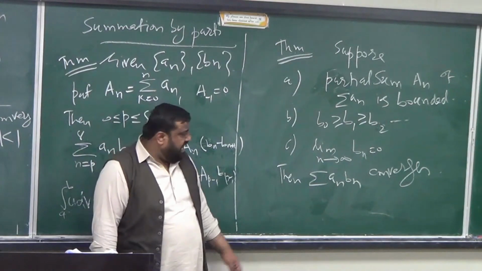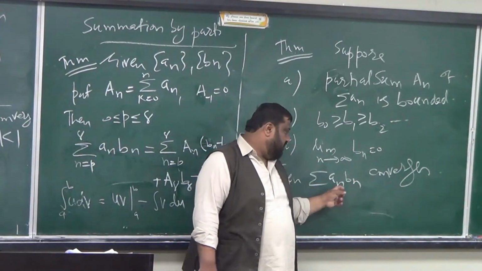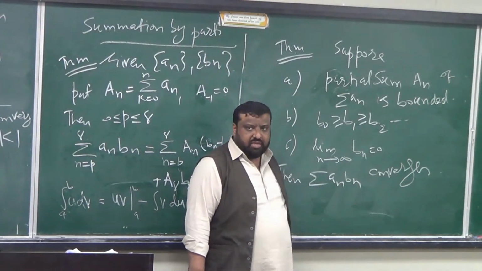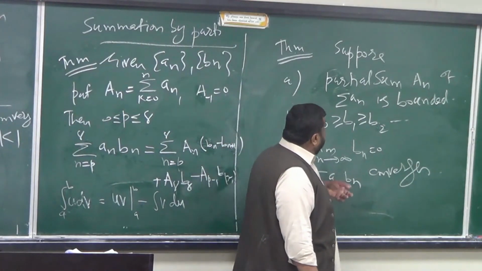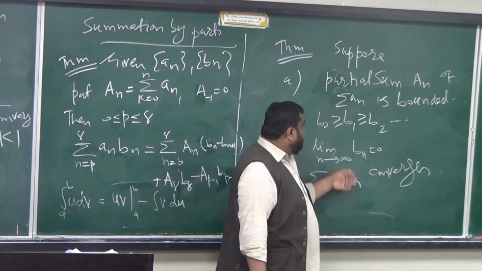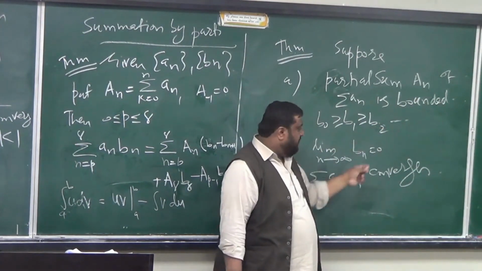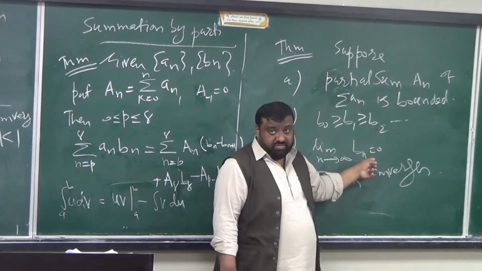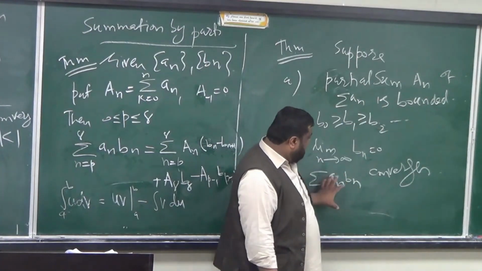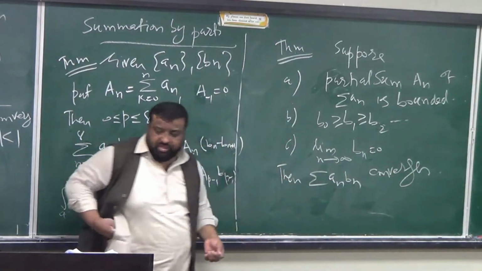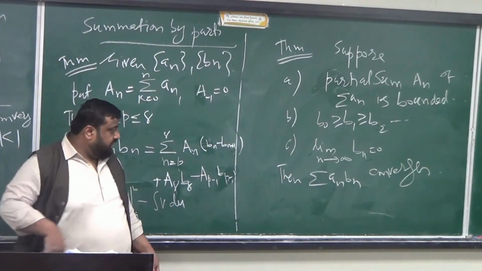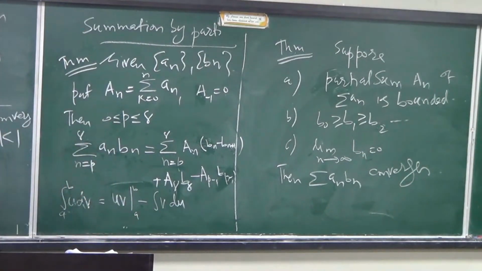So imagine I have such a series in which you have a product of two sequences. One sequence has the property that its partial sums are bounded, and the other sequence is decreasing and its limit goes to 0. So if all these are true, then the series is going to converge. Just think about it. Does this sequence have all these properties?